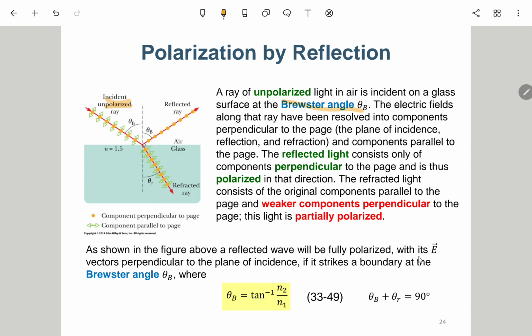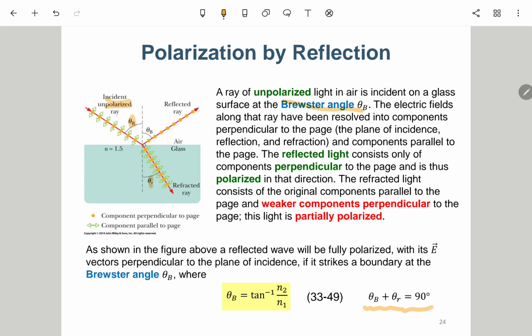Okay, so actually it says, as shown in the figure above, a reflected wave will be fully polarized with its E vectors perpendicular to the plane of incidence if it strikes a boundary at the Brewster angle theta B, where theta B is the arctangent of n2 over n1. And actually we have an interesting characteristic, which is theta B plus theta R will be 90 degrees. This theta B is of course the incident angle, and this will be the refracted angle.